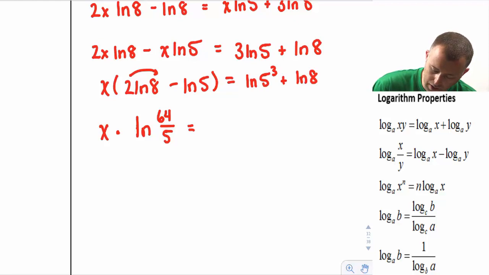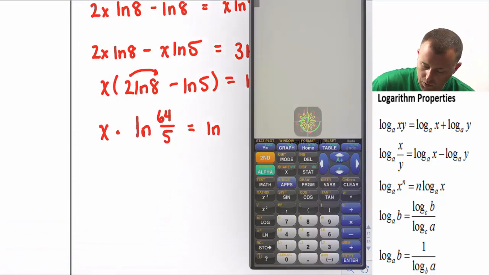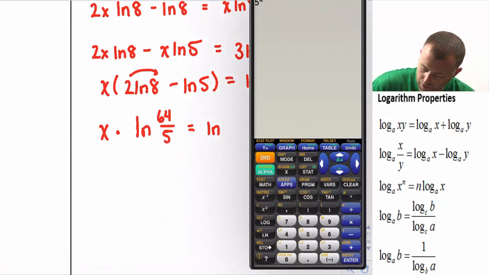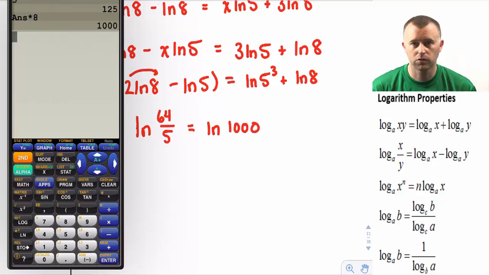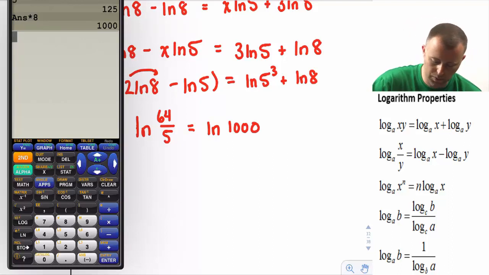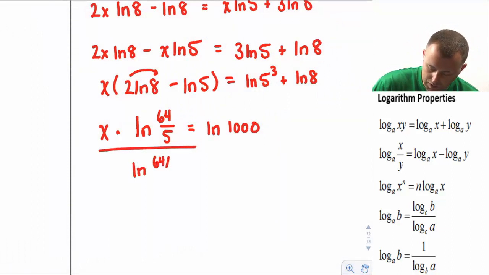On the right-hand side, I have the natural log, and if you don't see what this is going to equal, 5 cubed is 125, but we're multiplying that by 8. So you have 5 cubed times 8, so I'm going to get 1,000 over here. So natural log of 1,000, because I'm multiplying those two inputs together because of the product property. So now when I divide, I'm going to get the natural log of 64/5.